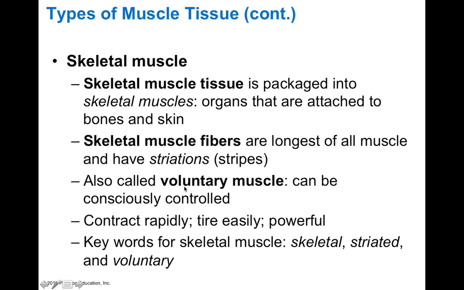Now, we call skeletal muscle voluntary muscle because it's consciously controlled, by your will. These also contract rapidly, but tire easily, and are typically fairly powerful. Some of the key words for skeletal muscle are things like striated and voluntary. So when you think of striated voluntary muscle, that refers to skeletal muscle tissue. And when it attaches to bones, that's why it has its name.